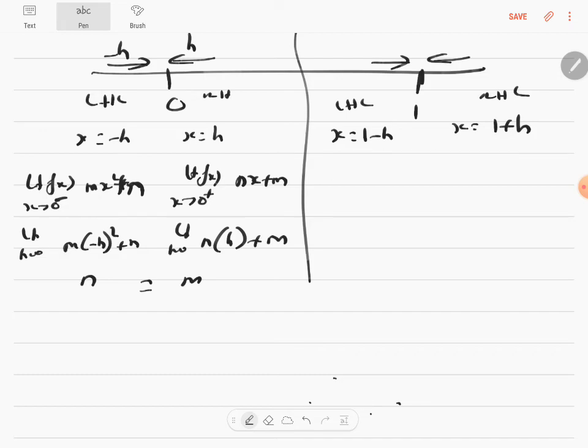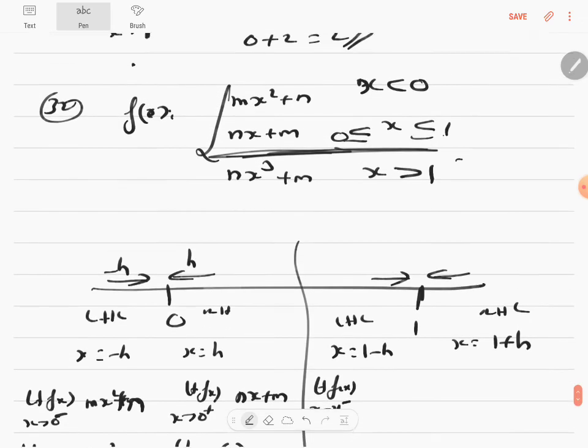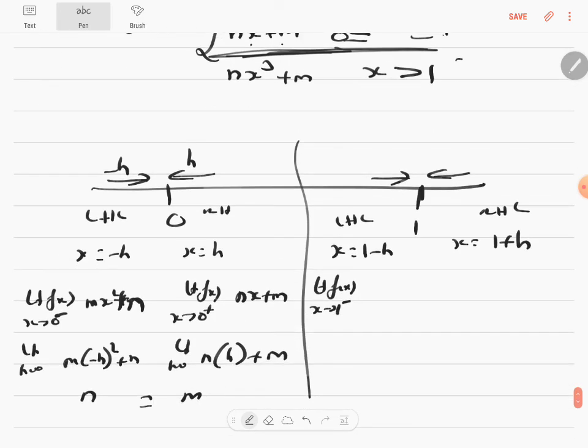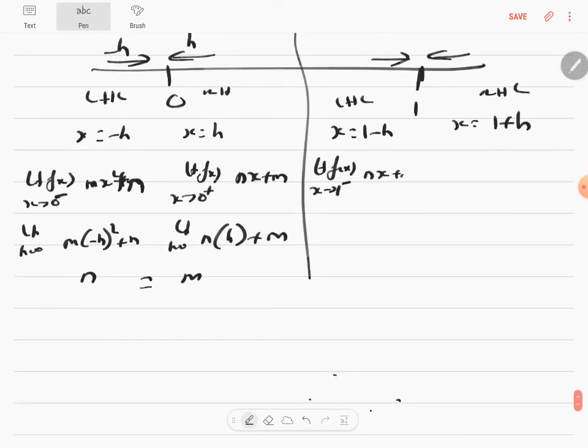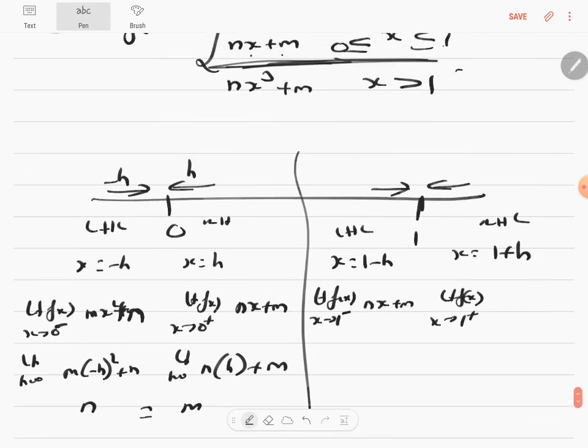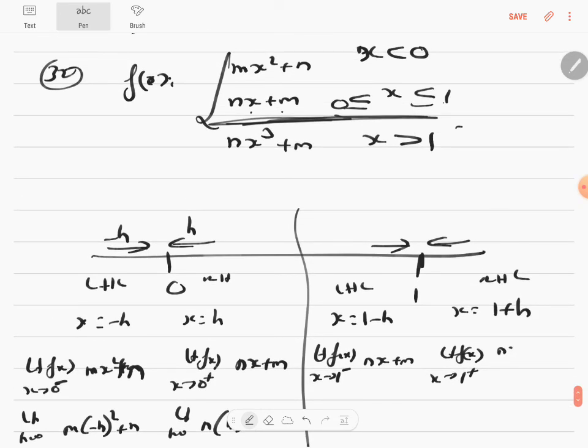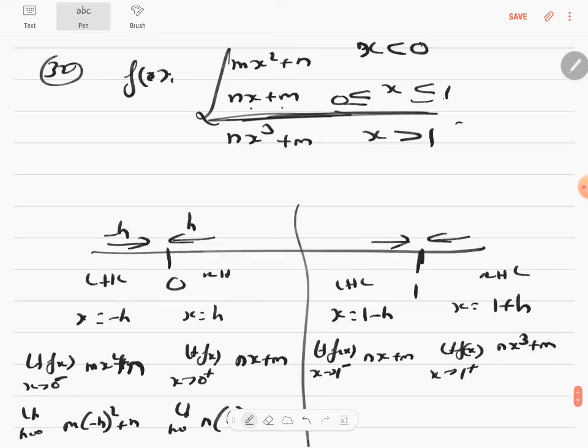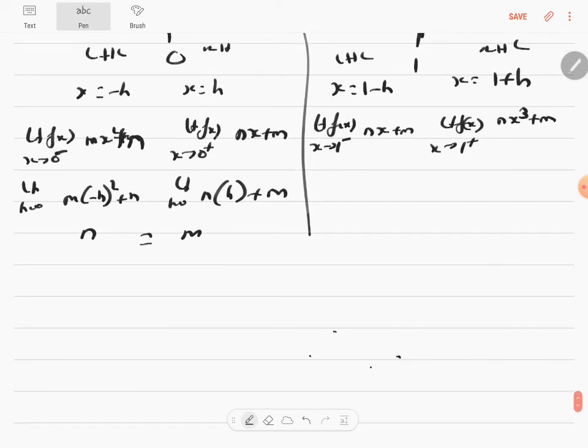I'll approach 1 from the left and 1 from the right. Limit of f of x, x approaching 1 from the left. What is less than 1's formula? nx plus m. Limit of f of x, x tending to 1 from the right. What is greater than 1's formula? nx cube plus m. Okay, instead of x you will write 1 minus h. n into 1 minus h plus m.